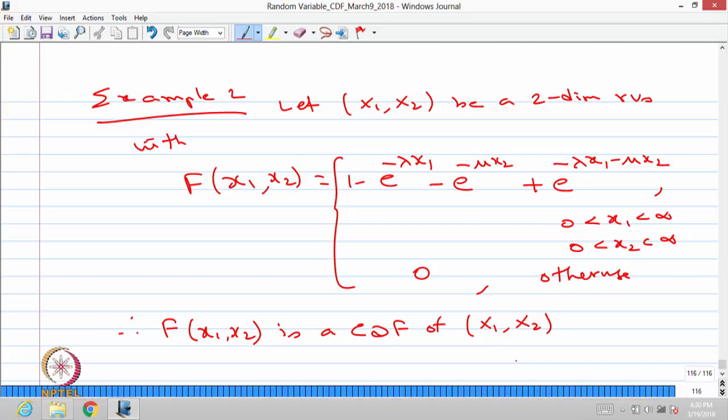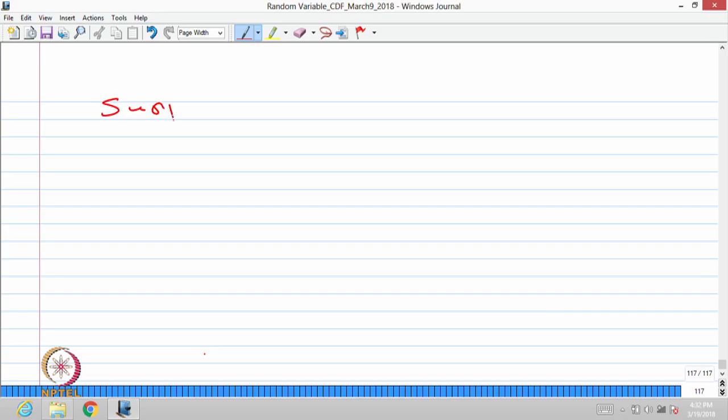I am not giving the proof of the third property, but that can be verified. We can conclude this is the CDF of a 2-dimensional random variable. Suppose we know the CDF of X1, X2, one can find the CDF of any one random variable.